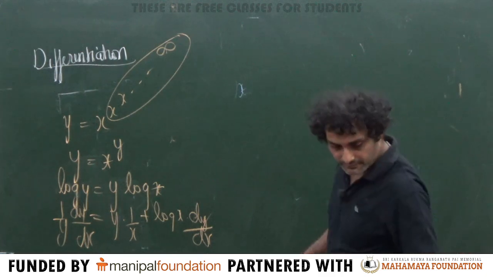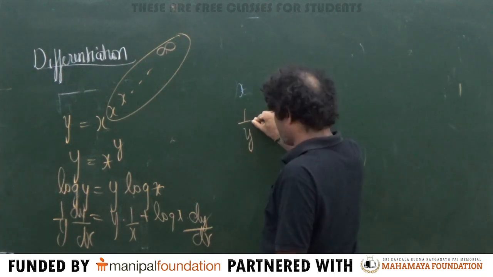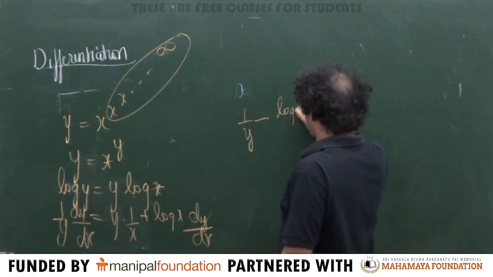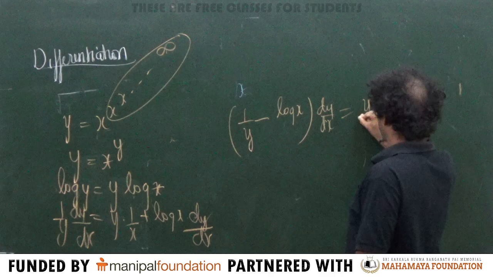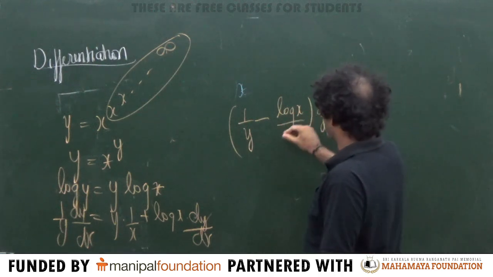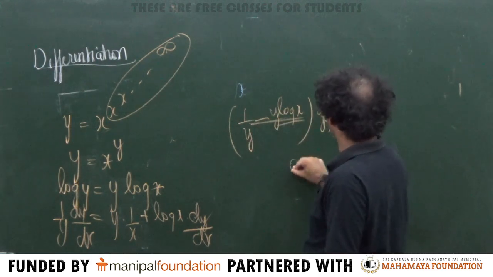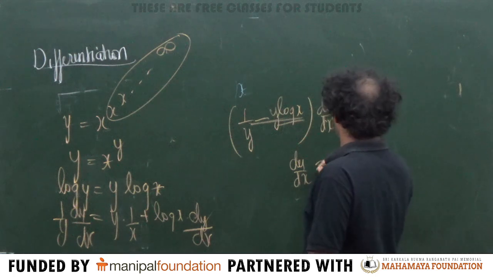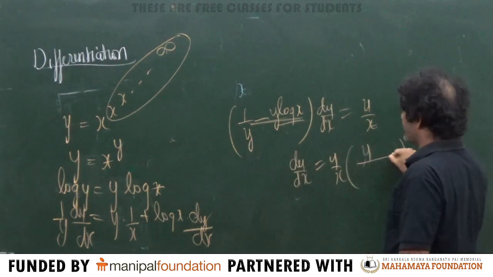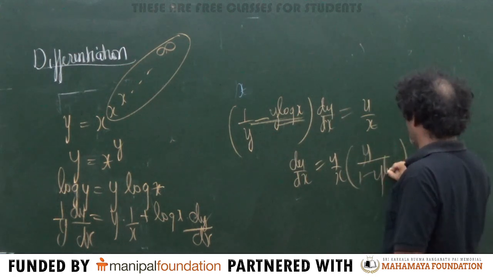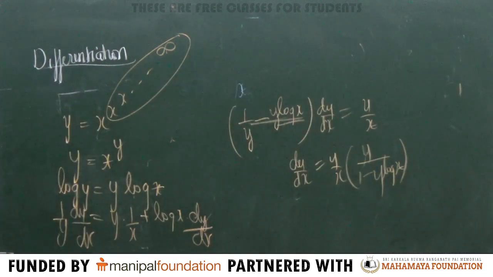Sorry. So it is 1 by y minus log x, dy by dx is equal to y by x. So when you take the LCM, it will be y log x, right? So dy by dx is y by x into this, y will come up, divided by 1 minus y log x. Done. That's it. Please copy this.